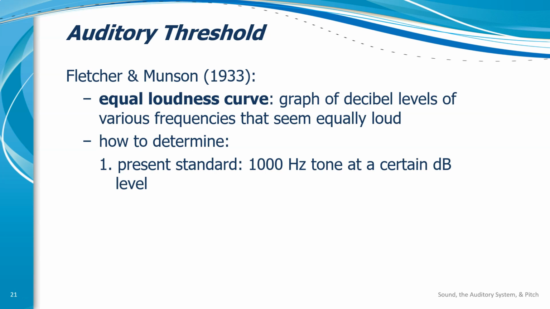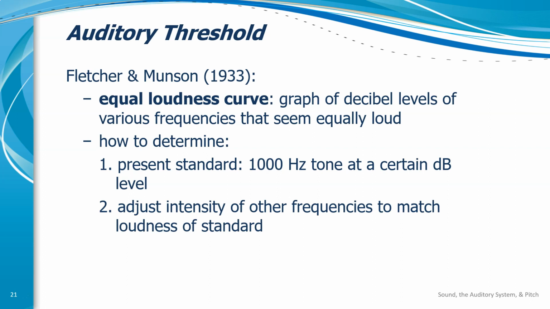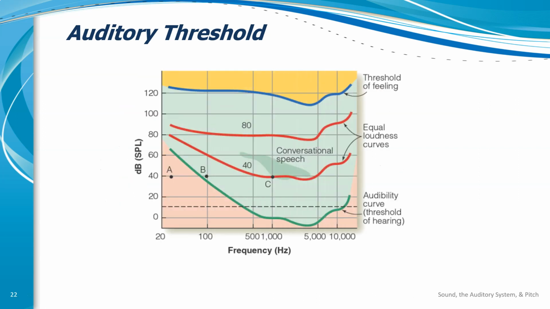How you get it? Well, you go to that standard tone again, 1,000 hertz at a certain decibel level, like maybe 40, but it doesn't always have to be at 40. You'll then present other frequencies to match the loudness of that standard. So again, you take a 1,000 hertz tone, let's say we start at 40 decibels, and then you take other frequencies and adjust them individually until they seem just as loud as a 1,000 hertz tone at 40 decibels. And what you're going to find is that all these different frequencies will have to be adjusted, and they won't all land at 40 decibels. Okay, let me show you the graph. And this is the problematic graph.